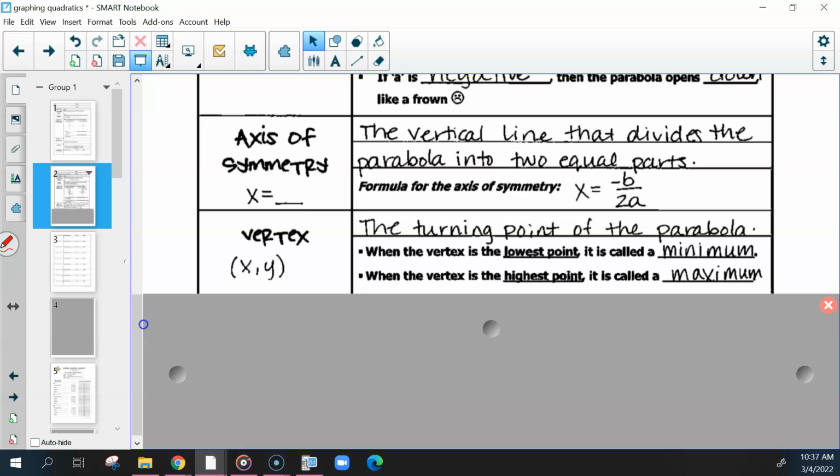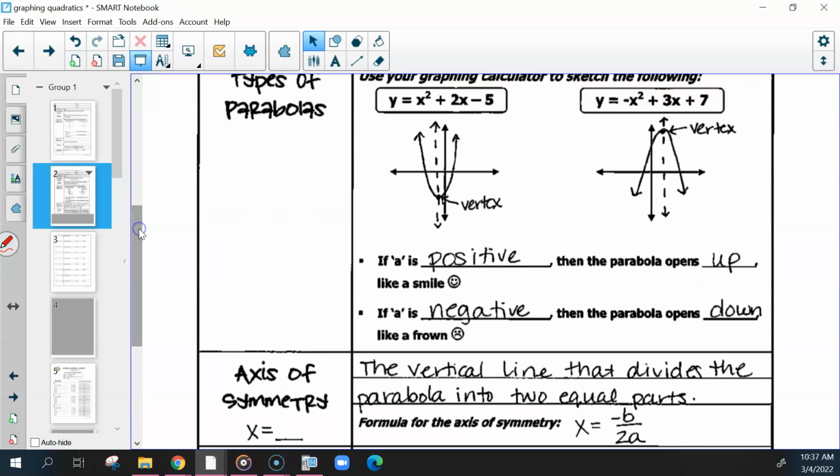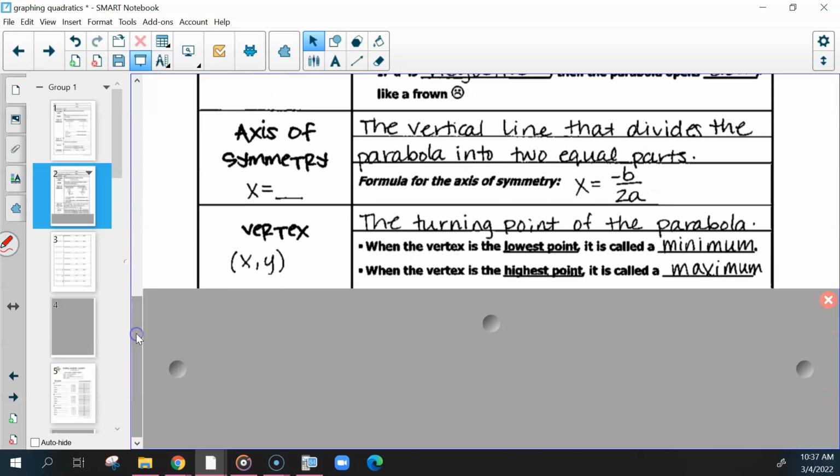And then the last thing is the vertex. This is the turning point of the parabola. The vertex is usually on the axis of symmetry. I'm going to scroll up really fast. So here when we have these vertices, when it's at the lowest point because your a is positive, this is a minimum. And when it's at the highest, this is a maximum. Our vertex is going to be written as an ordered pair, so in the form x, y.